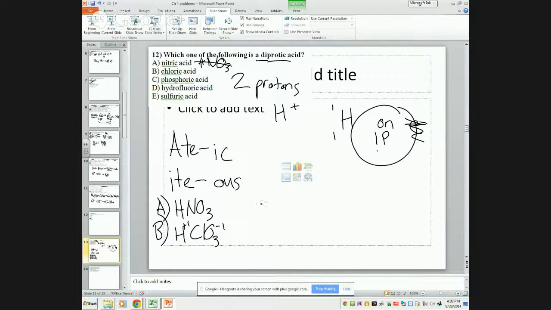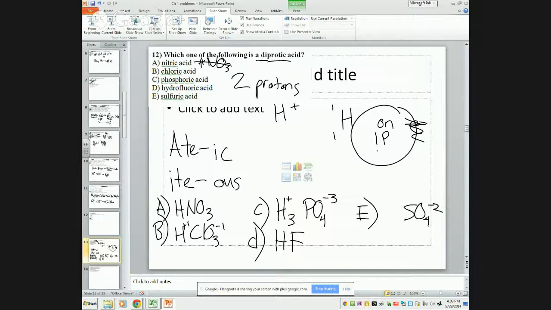C, phosphoric acid. Well, it must have been phosphate, and in ic, so phosphoric acid must have been H with a PO4, which is a -3. So the formula will be H3PO4. That's triprotic, right? It's got 3 hydrogens. We take a look at D, hydrofluoric acid. Well, that's HF. And then E, sulfuric acid. Well, that must have been sulfate, which is SO4 -2. So it must have had 2 H pluses, right? So choice E.